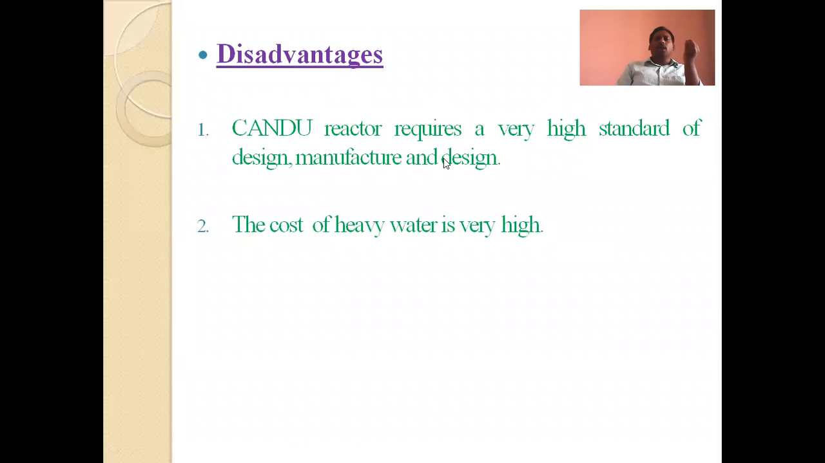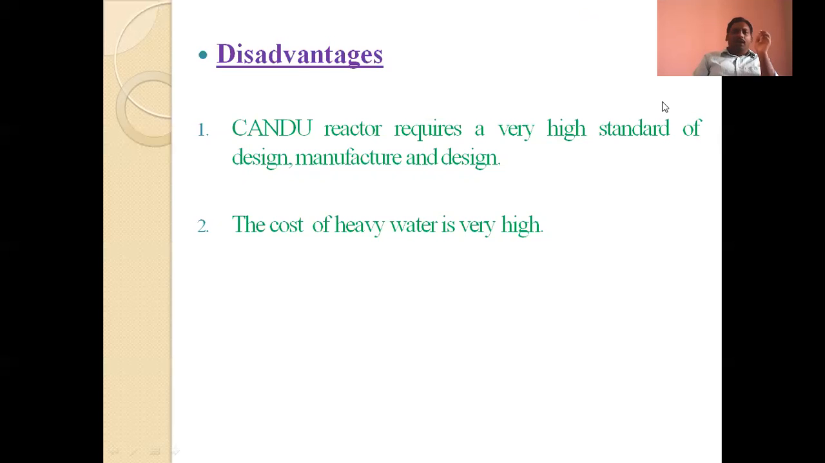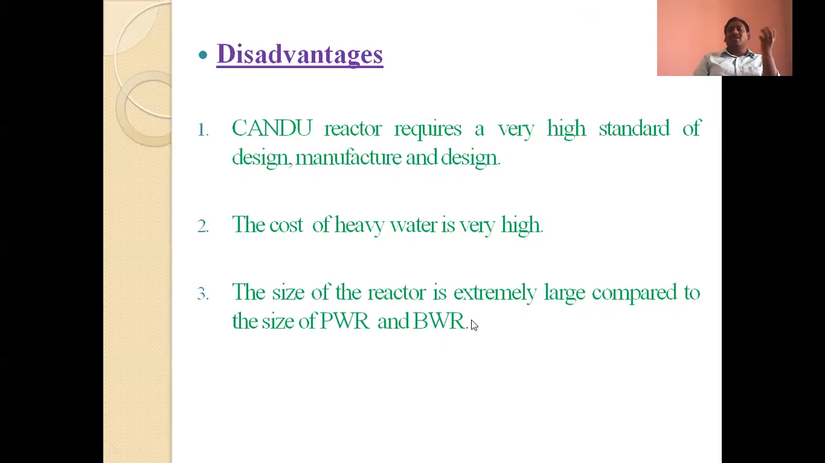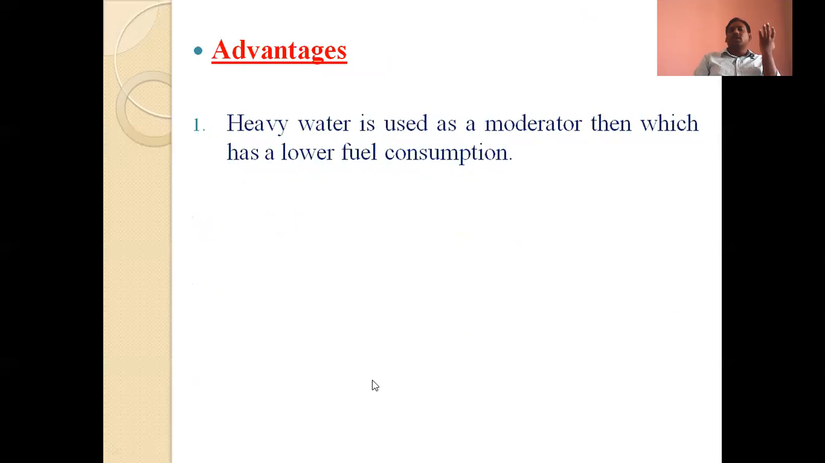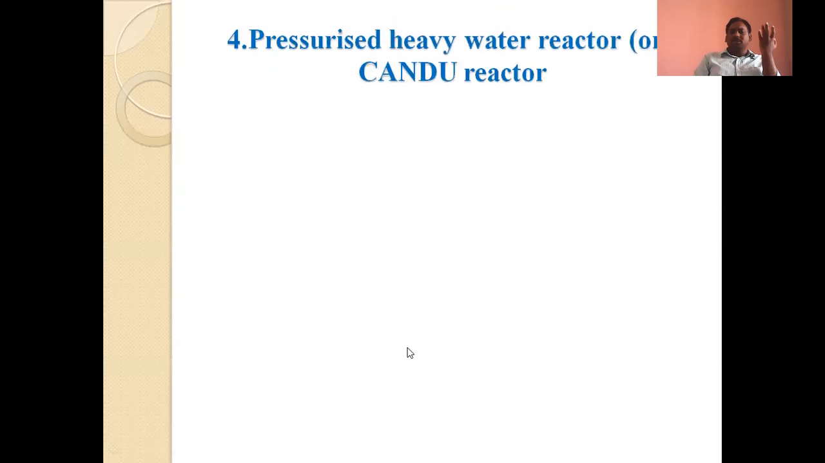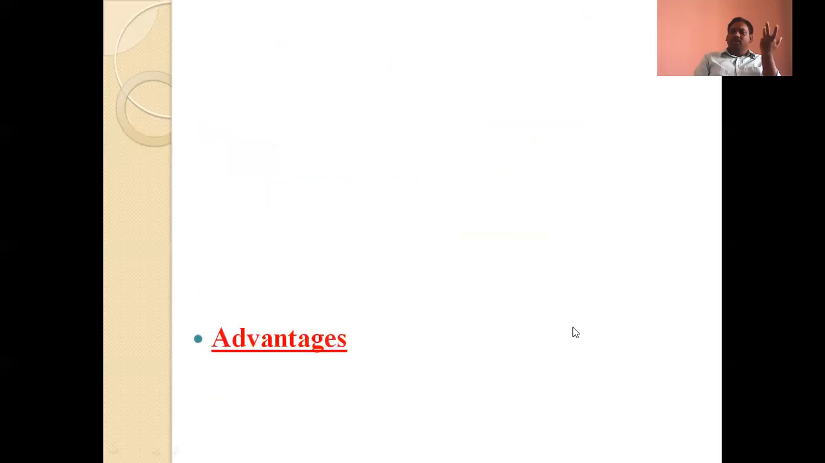And disadvantages are also there. What are those? The CANDU reactor requires very high standards of design and manufacturing, because it requires a large number of horizontal pressure tubes. That's why it is not an easy thing to design and manufacture. And the cost of heavy water is high in the market. And the size of the reactor is extremely large compared to the size of PWR and BWR. That is also one of the disadvantages.